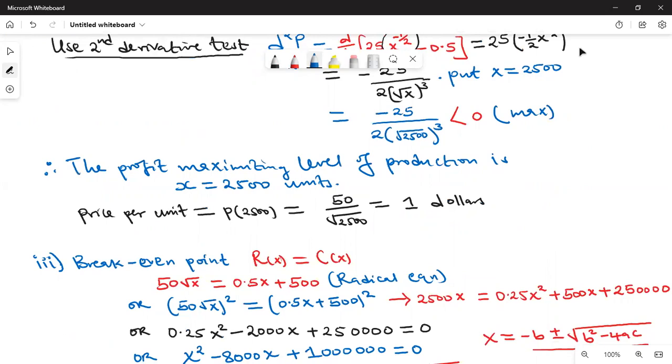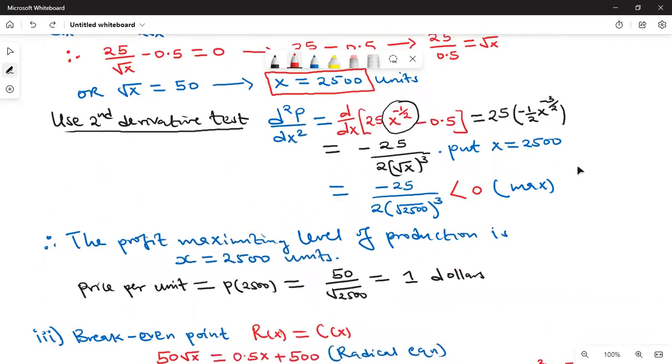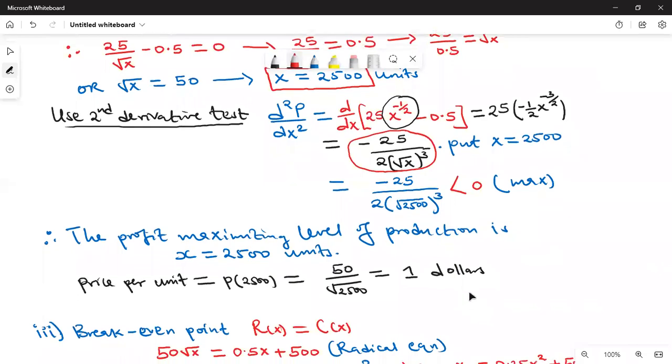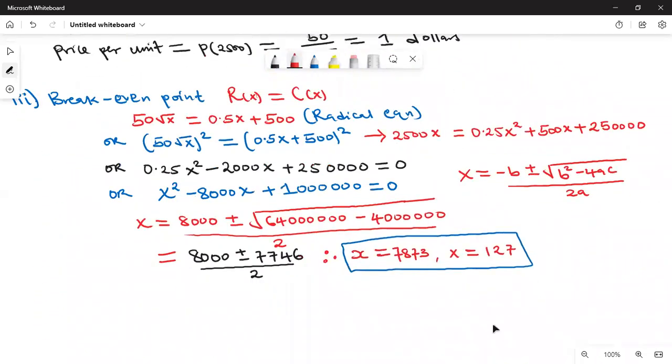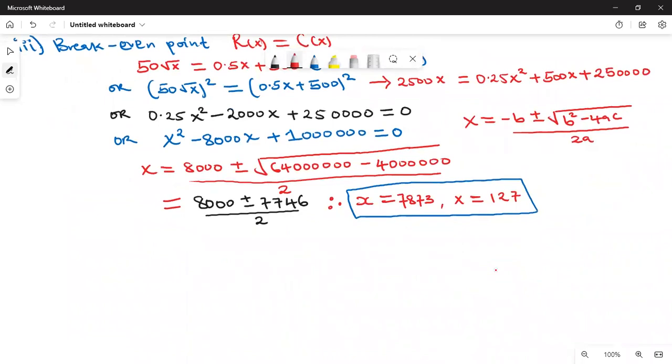Look at our second derivative of the profit function. This is what we got. Let me circle it. You see what we got? This one. So that is what you're going to equate to 0 and then solve for x. It was not that. The one without, before we substitute for x. Which one was it? It is this. This is what I'm interested in. Before you substitute for x. So that's negative 25 over 2 root x cubed. We equate that to 0 to get the point of diminishing returns.